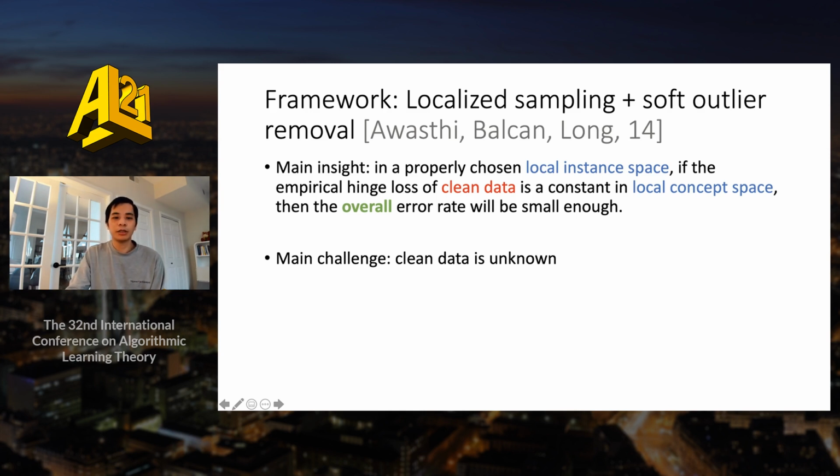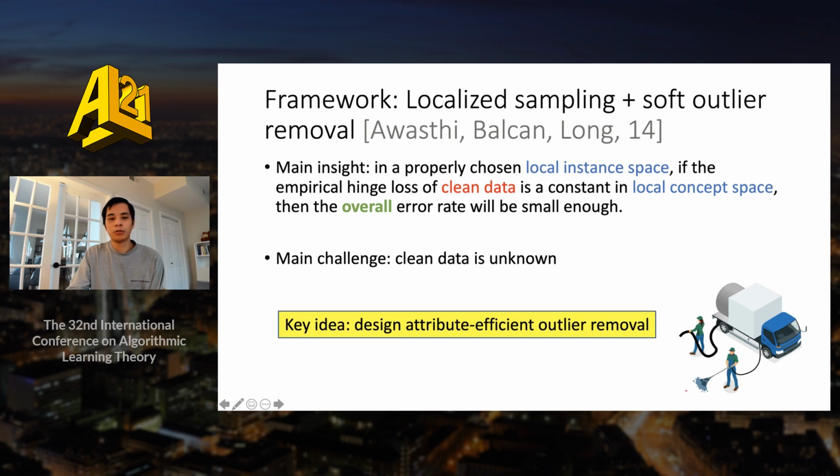But the main challenge is, of course, we have no idea which of them are clean and which of them are dirty. So we will need a very important attribute efficient outlier removal procedure to identify the clean data.